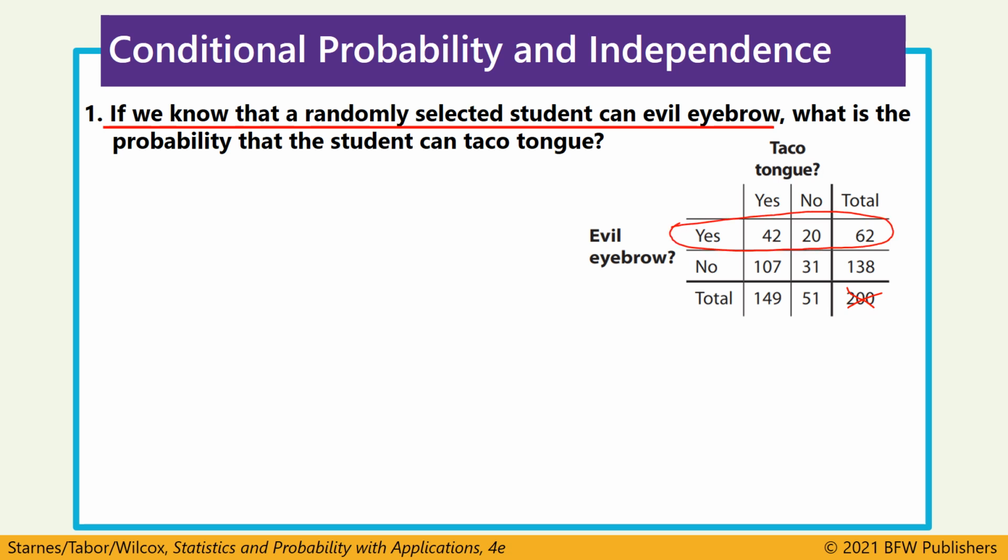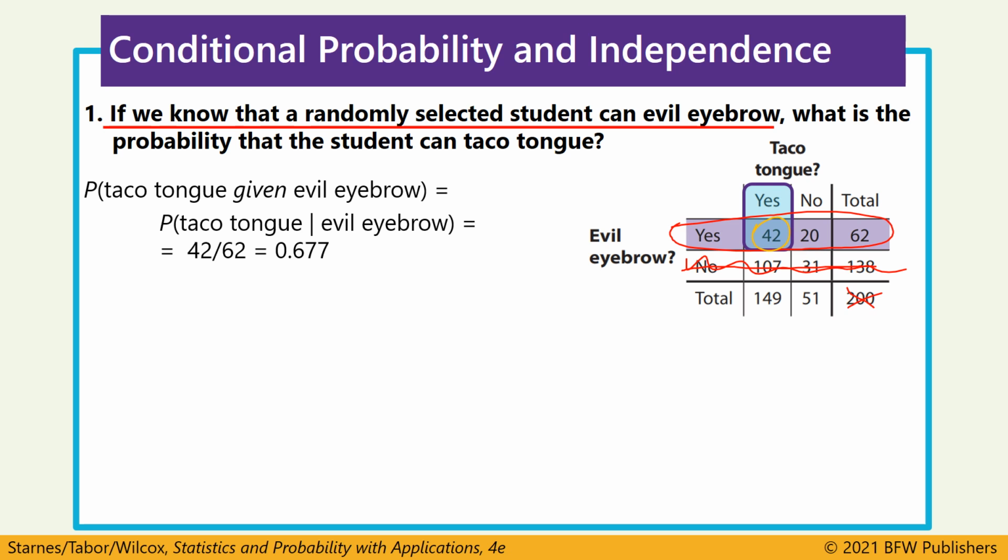All right, so we're looking at that line right there and only that line. We don't care about this no line here because we know the student can evil eyebrow. They're not one of these people. So to find the probability that yes, they can talk with tongue, now we're just going to take that 42 and put it over the 62. So 67.7% can talk with tongue, given that we know they can evil eyebrow.